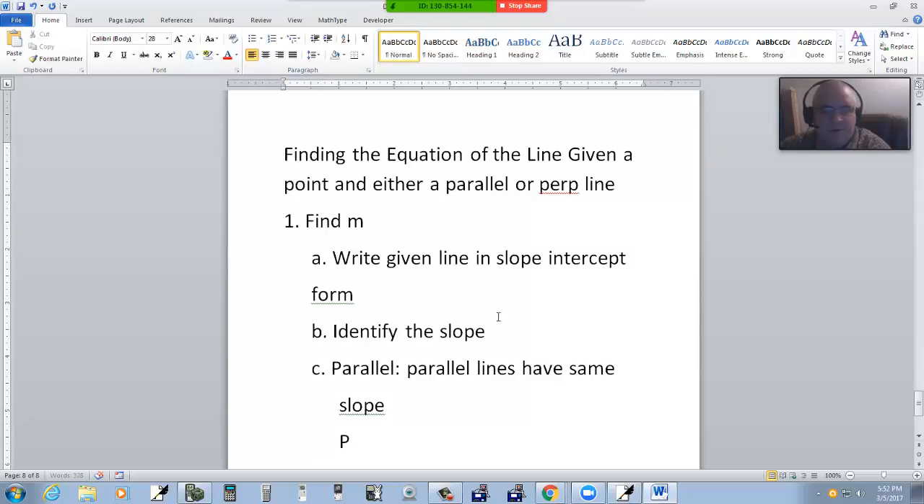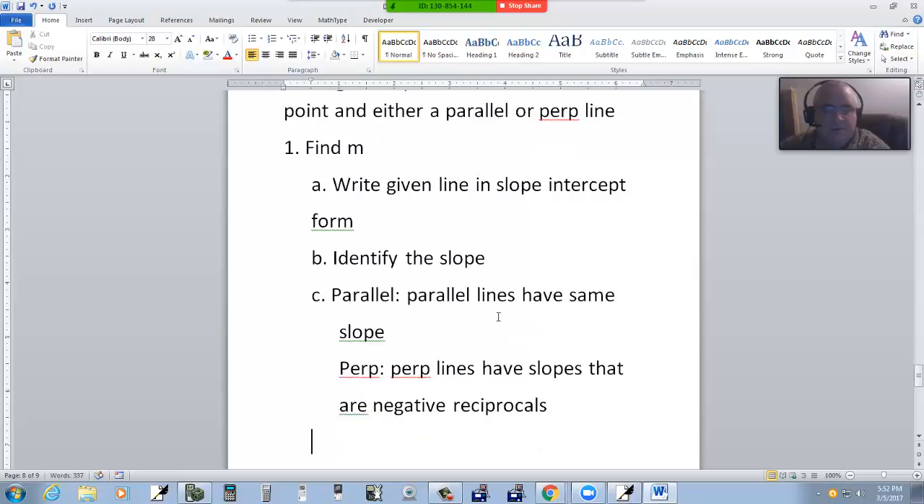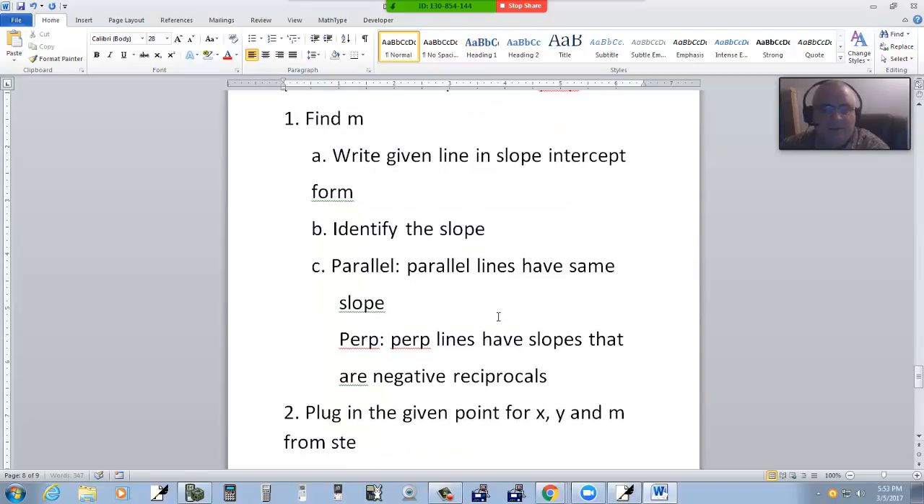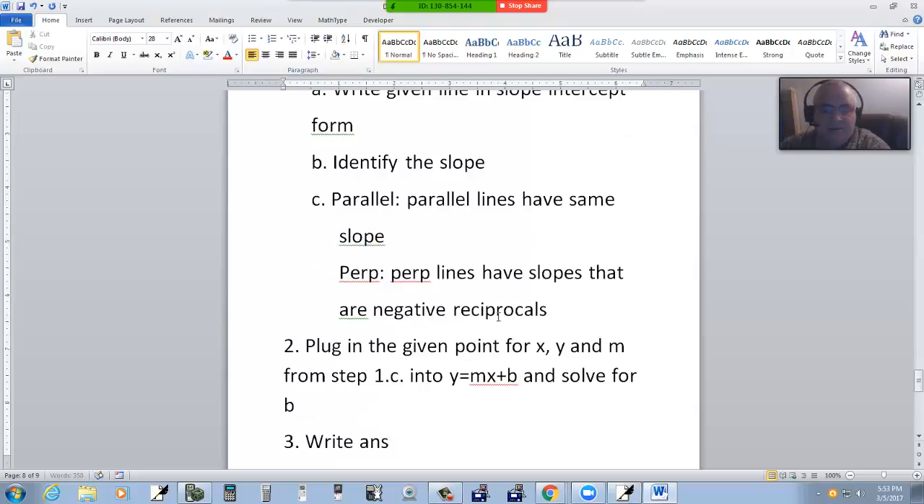If it's perpendicular, perpendicular lines have slopes that are negative reciprocals. Now step 2, plug in the given point for x and y and m from step 1c into y equals mx plus b and solve for b. And step 3, write your answer. And I won't write that down because I'm at the end of the page. But remember that, so plug in your m from step 1c and plug in your b from step 2 into y equals mx plus b.